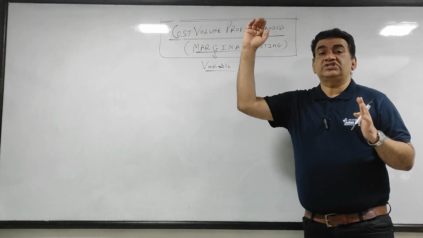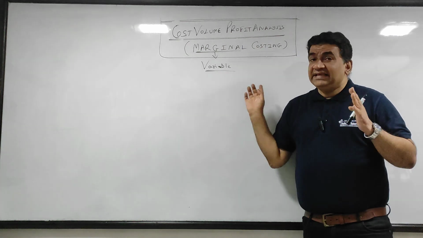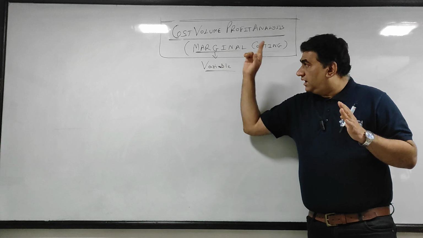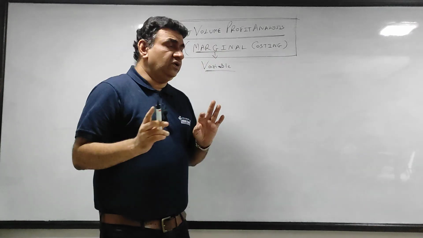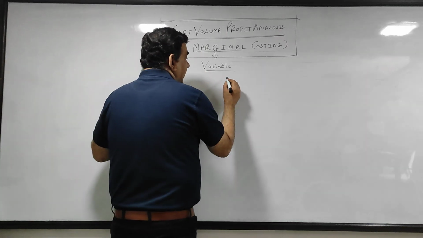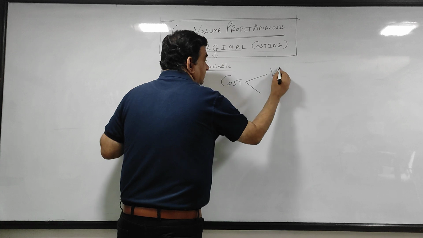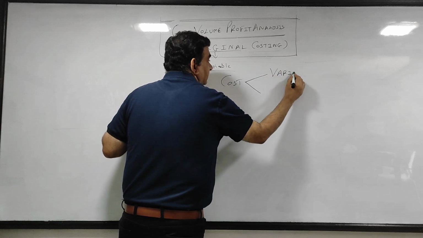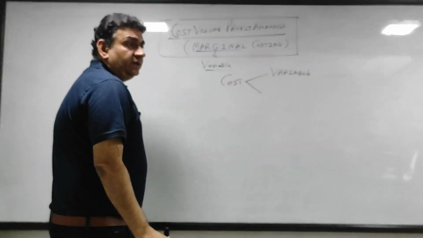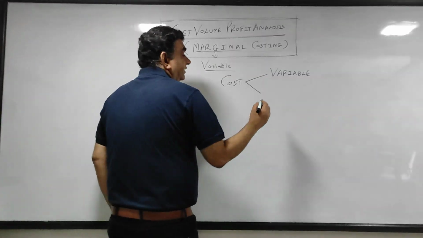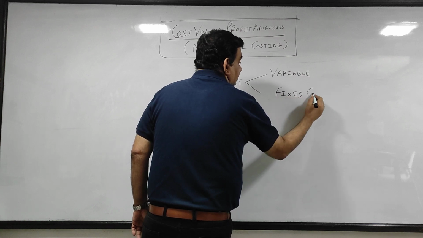More output, more total cost. Less output or less production, less total cost. Don't worry, I'll explain it to you in the form of examples. Okay. Now, sticking to the concept of this chapter only. When I say cost in this chapter, it will be classified into variable cost, and the second will be fixed cost.